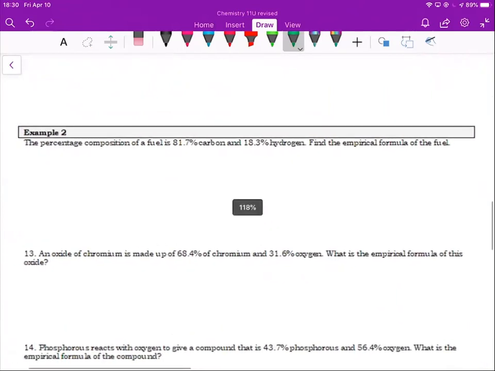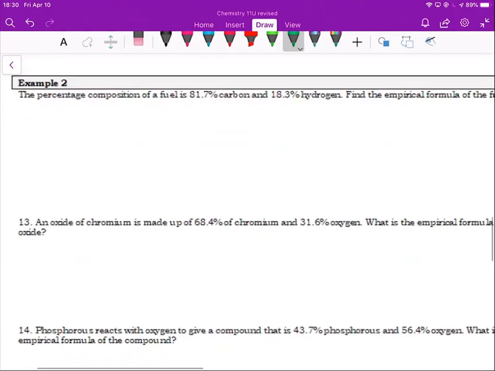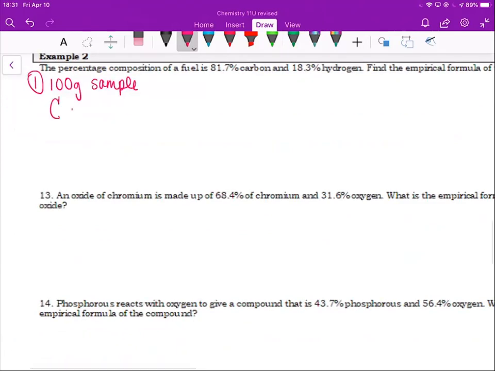And then example number 2, and hopefully it is one where we have to use a multiplier. So my first rule is to assume that I have a 100-gram sample. Okay. So I have C, 81.7, H, 18.3. And then my second step is you divide by the molar mass so that we get the amount.